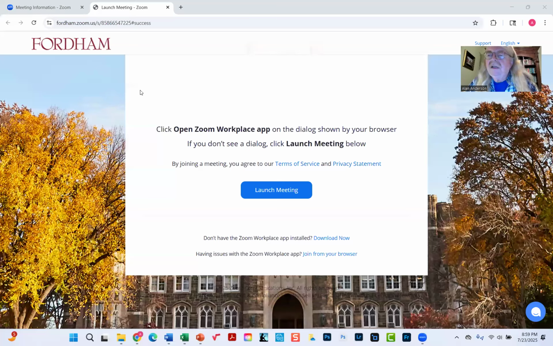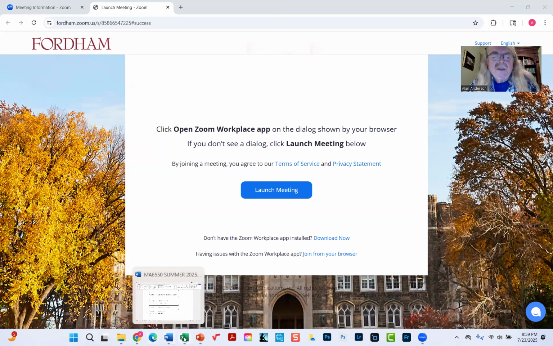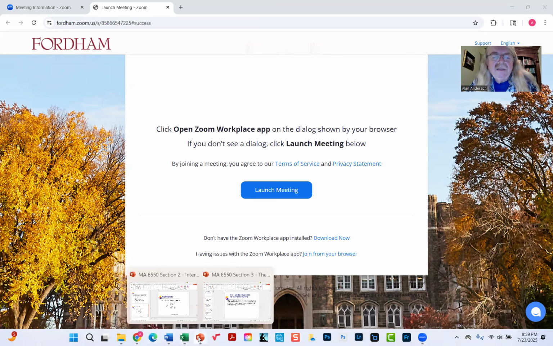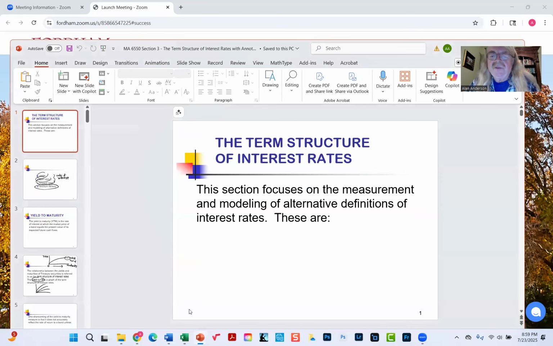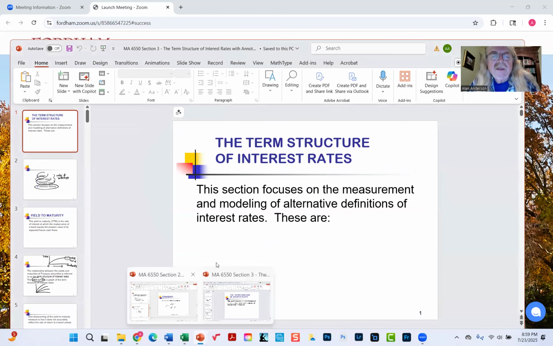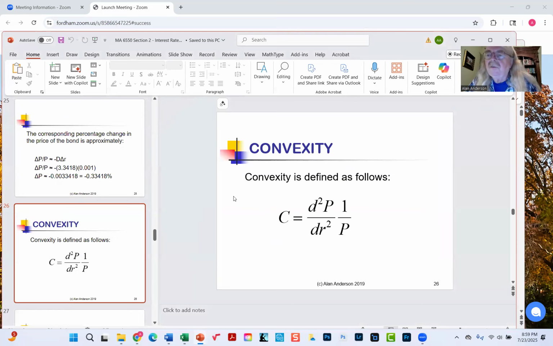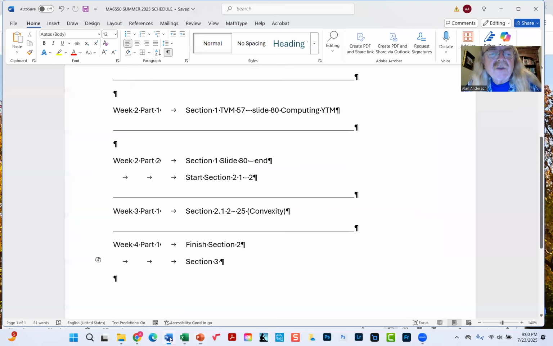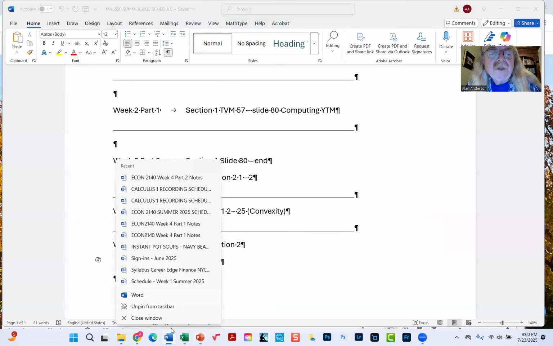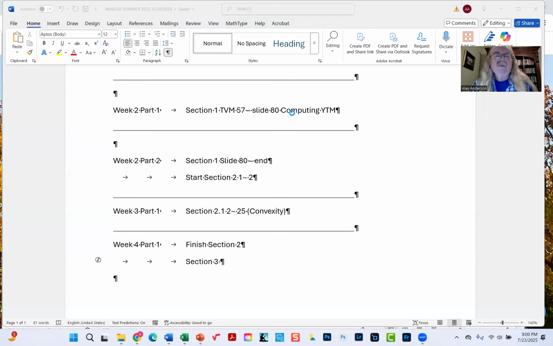All right, so tonight we're going to look at convexity, and then we're going to dive into some alternative definitions of interest rates. All right, so convexity, if you remember from last time, is the second derivative of the price yield curve divided by the price. Okay, so let's just take a step back for a second. The price yield curve, as you recall, looks like this.